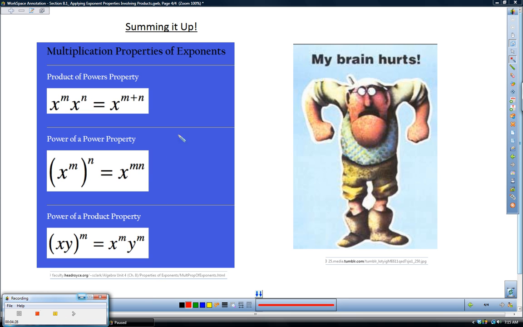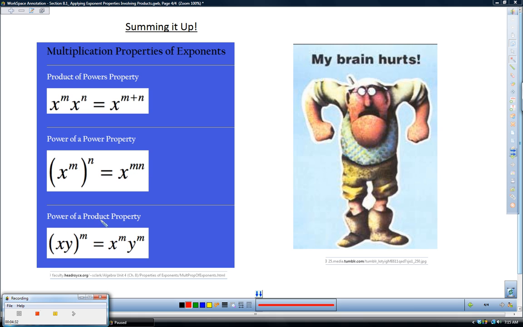So summing it up, here are our 3 properties. The product of powers property says x to the m times x to the n is equal to x to the m plus n. No parentheses here, you're just multiplying 2 numbers with the same base. You do that by adding the exponents. The power of a power property, you have a power being raised to a power. When that happens, you multiply the exponents.